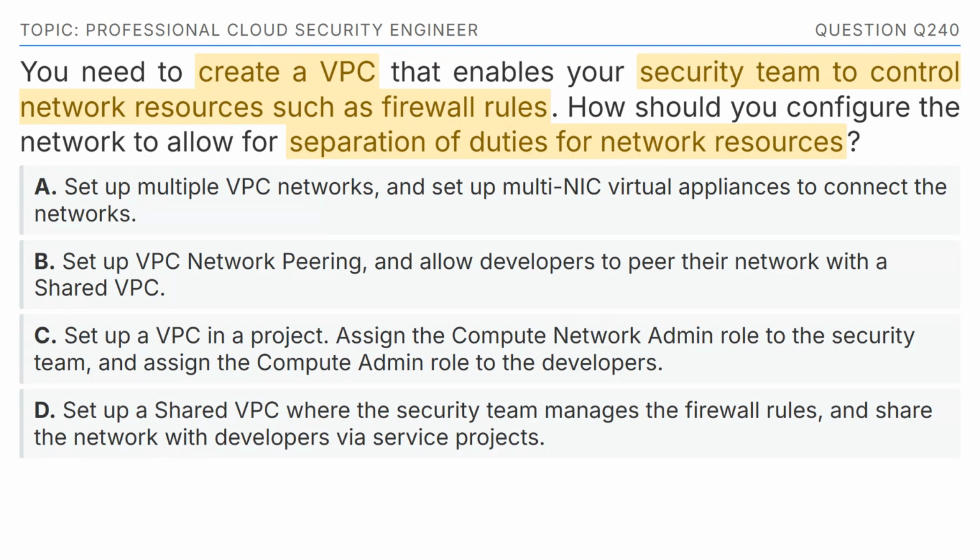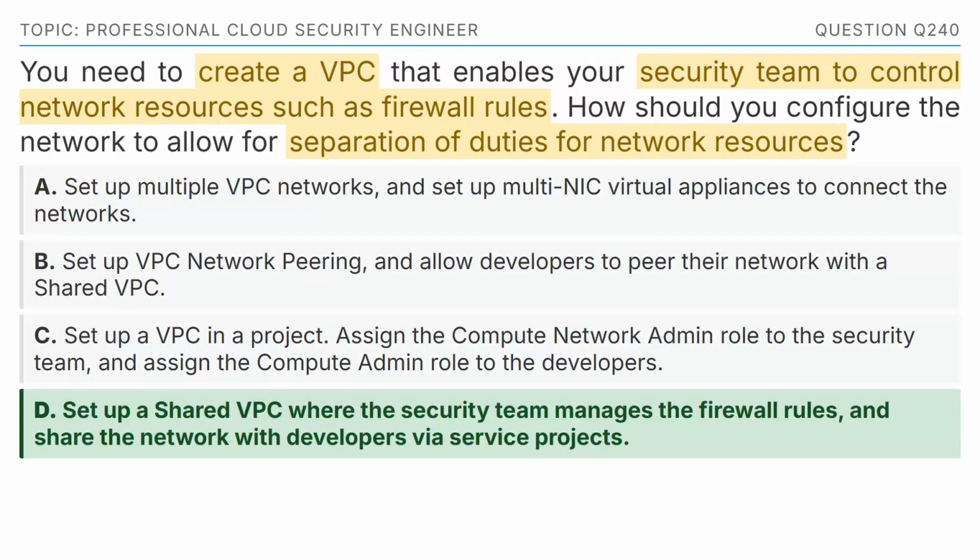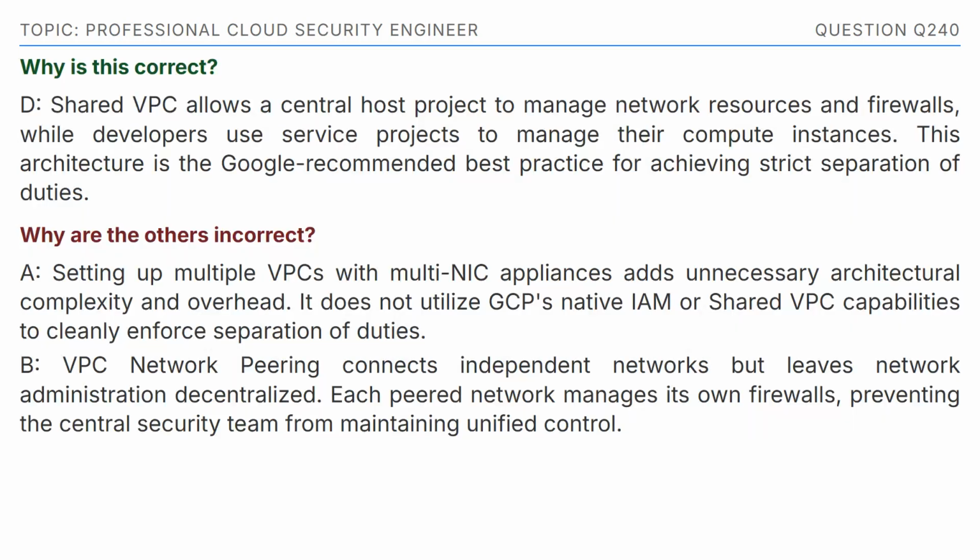To arrive at the correct answer, we focus on the keywords: create a VPC, security team to control network resources such as firewall rules, separation of duties for network resources. The correct answer is Option D, set up a shared VPC where the security team manages the firewall rules, and share the network with developers via service projects. Why is this correct? D. Shared VPC allows a central host project to manage network resources and firewalls, while developers use service projects to manage their compute instances. This architecture is the Google recommended best practice for achieving strict separation of duties.